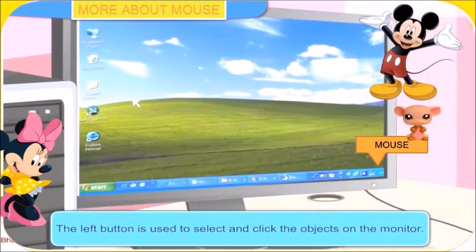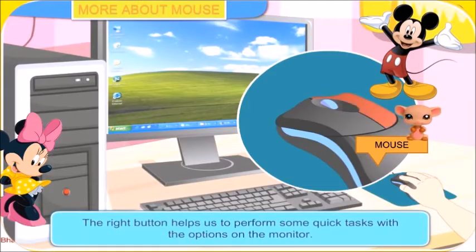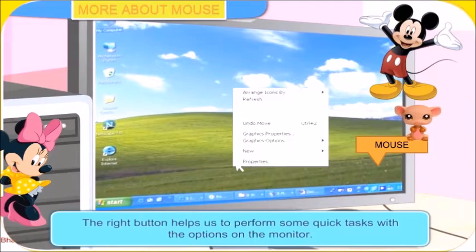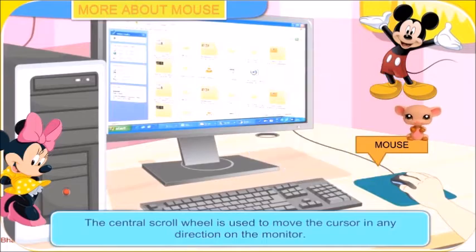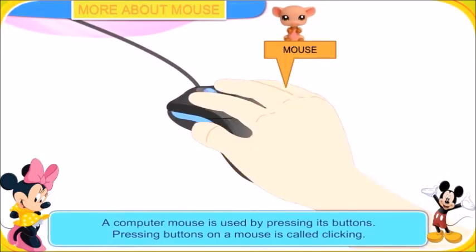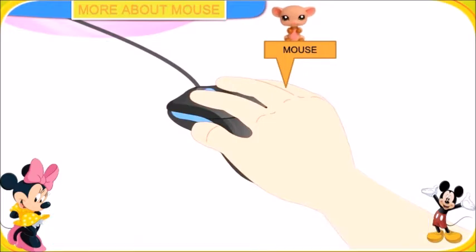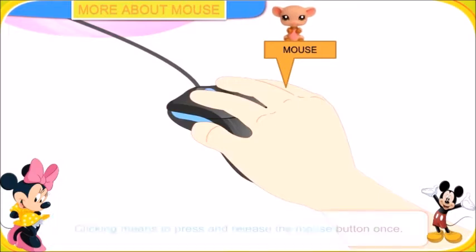The left button is used to select and click objects on the monitor. The right button helps us to perform some quick tasks with the options on the monitor. The central scroll wheel is used to move the cursor in any direction on the monitor. A computer mouse is used by pressing its buttons. Pressing a button on a mouse is called clicking. Clicking means to press and release the mouse button once.